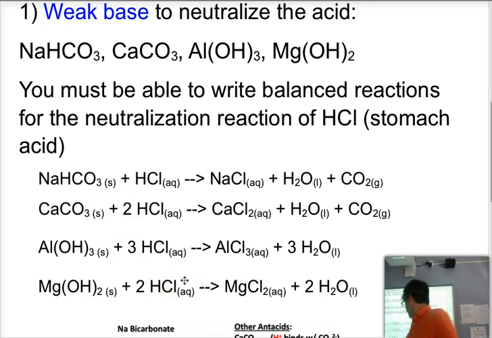Here we can see that aluminum hydroxide can neutralize 3 molecules of hydrochloric acid versus 2 molecules of hydrochloric acid that can be neutralized by magnesium hydroxide.